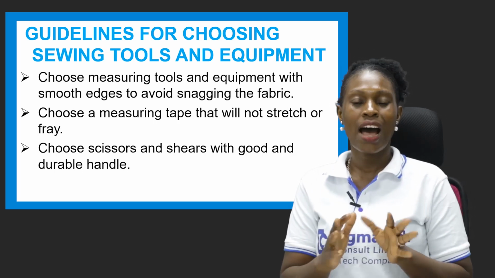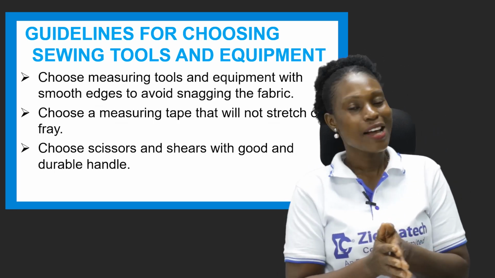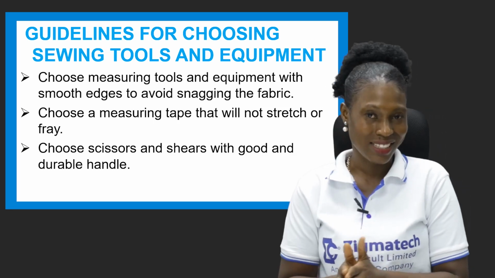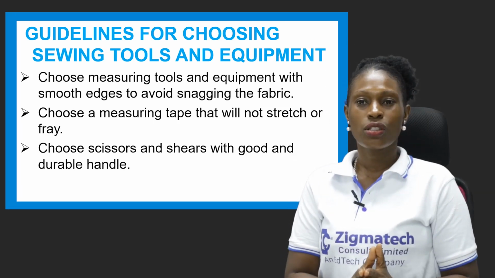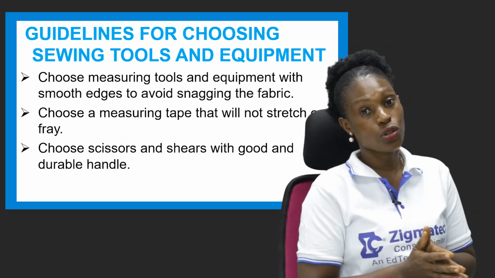So you have to make sure they have smooth edges so they don't snag your fabric and leave a spot. You don't want that, isn't it? Okay, now the next one is that you need to choose a measuring tape that will not stretch or fray.